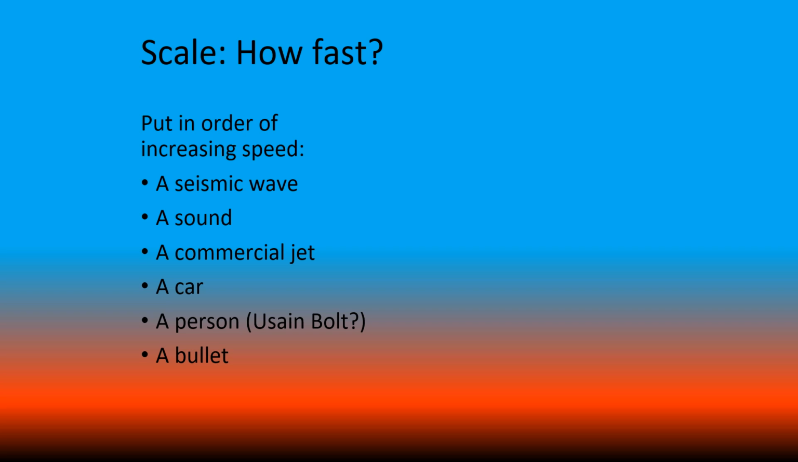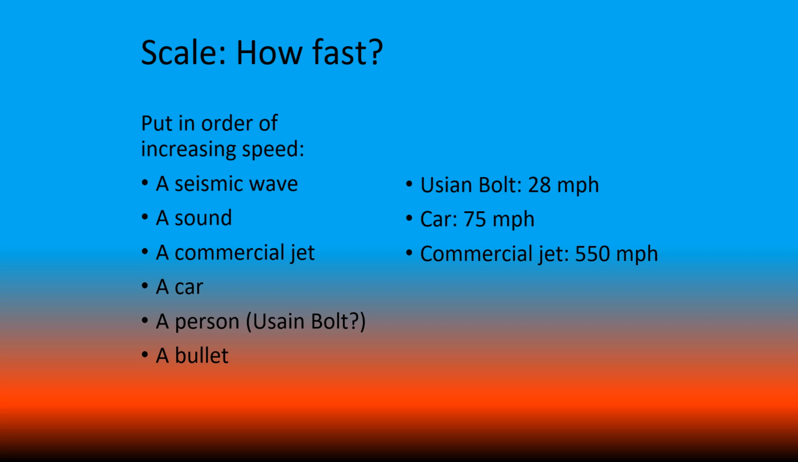So to put this in perspective, in increasing speed, I want you to look at this and think, well, what would be the slowest thing and the fastest thing? Well, first, the slowest thing in this list is Usain Bolt, a person. He was an Olympic runner. He runs about 28 miles per hour, which is pretty darn fast. Next, we have a car, which is at about 75 miles per hour. Next, we have a commercial jet, which is about 550 miles per hour. Sound, which is about 770 miles per hour or so, which is slower than a bullet, which is at about 2592 miles per hour.